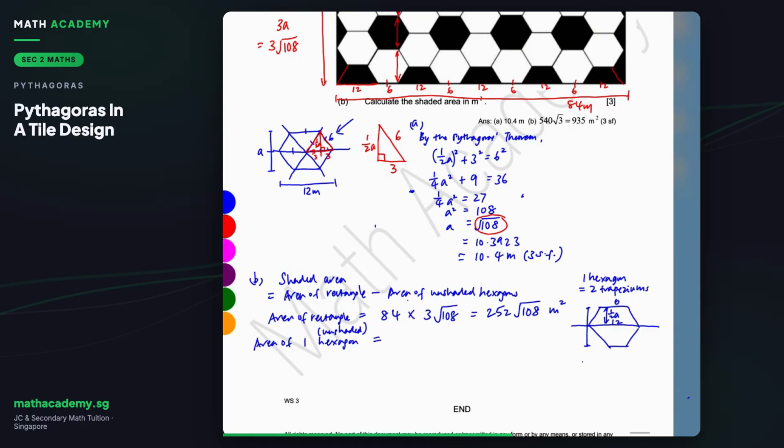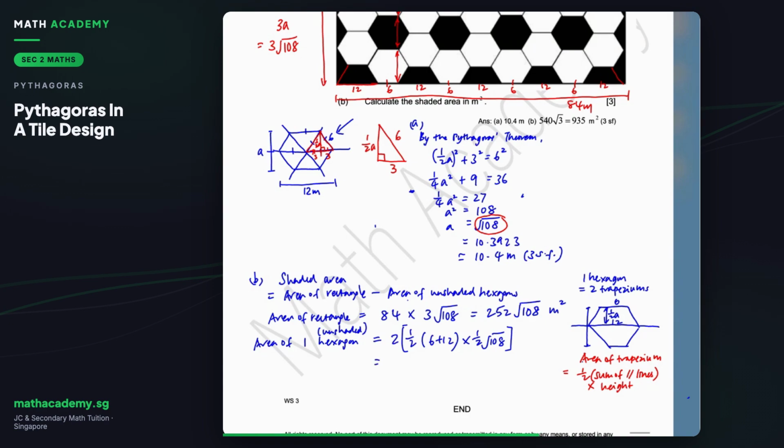So recall, what is the area of a trapezium? It is given as half times the sum of parallel lines times height. So I'm going to do that. Half times the sum of parallel lines, I have 6 plus 12. Height is half of root 108. And this whole thing, I'm going to multiply by 2 because there are 2 trapeziums.